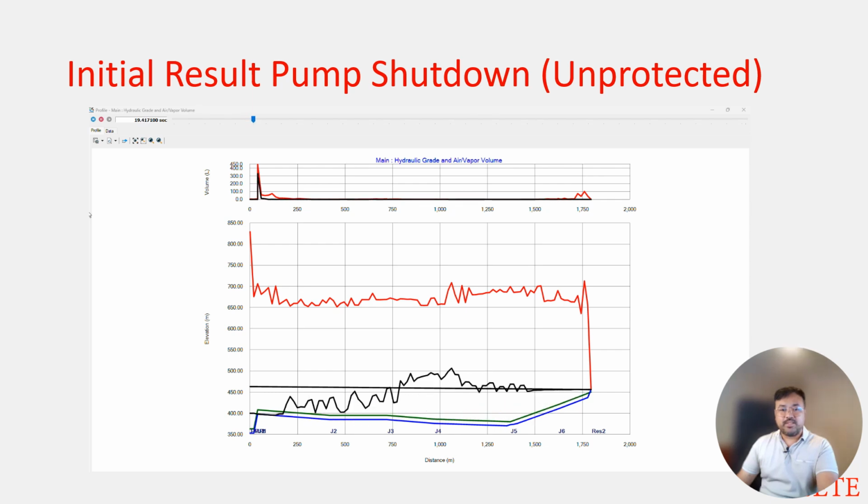The red line, by the way, is the hydraulic grade line, and on the top graph, the red line is actually the air vapor volume. So you can see during the pump shutdown how the trend of the pressure is propagating in the system. There's a lot of spikes, which we don't want in our system. All right, let's pause this and we will move forward.